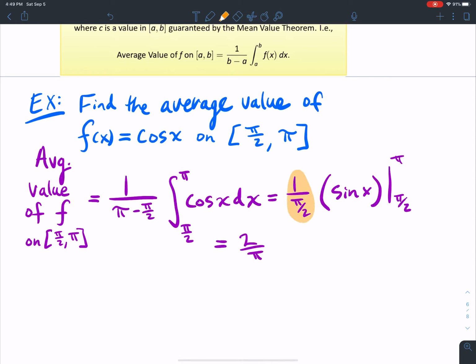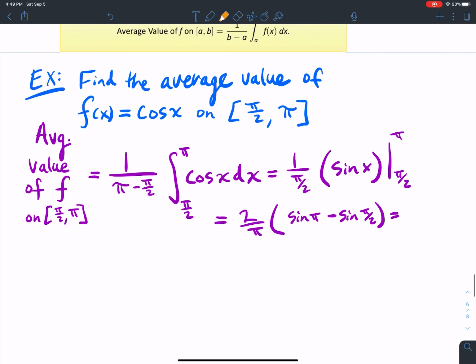So if I keep, change, flip, just to show you, 1, and then change from division to multiplication and then flip, that's 2 over pi. So that's where that 2 over pi comes into play with that constant in front there. Okay, and then I'm integrating sine, f of b minus f of a. So sine of pi minus sine of pi over 2.